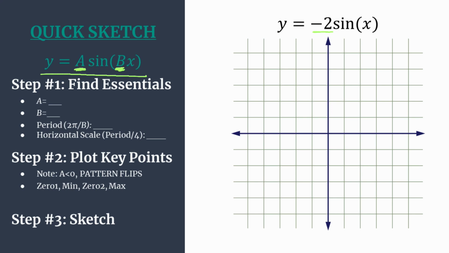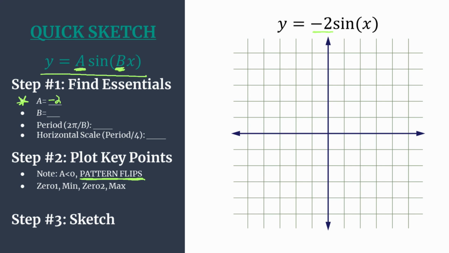A is -2. Whenever I have a negative for my a, I like to go ahead and note that my key points pattern is going to be flipped. It's a vertical reflection here. So the pattern will be flipped in step 2. Just a quick note, we'll come back to that. If you take the absolute value of a, that's going to give you the amplitude. So 2 units is our amplitude. That's just the distance from your midline of your graph up to the max and down to the min. So we'll come back to a when we get to our pattern and our min and our max.